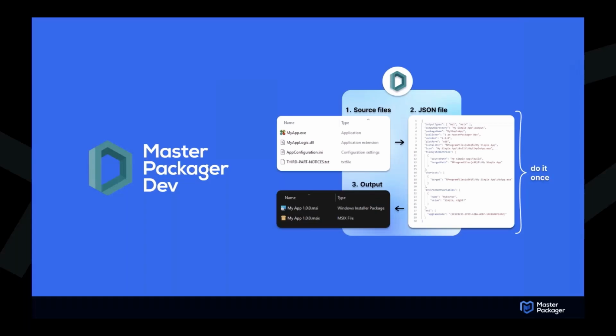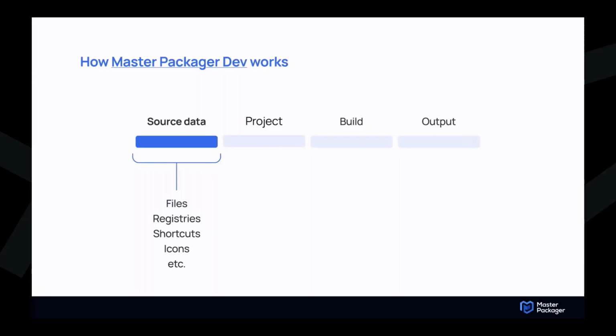So to deal with this, we have created a master packager dev, and it works really simply. You have a source file, you have a project file, and you get a high quality MSI and MSIX. So how exactly does the master packager work?